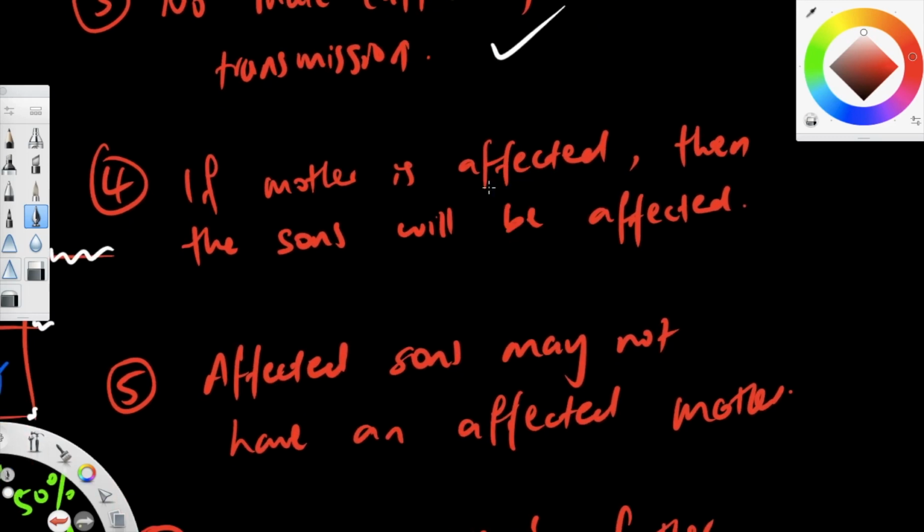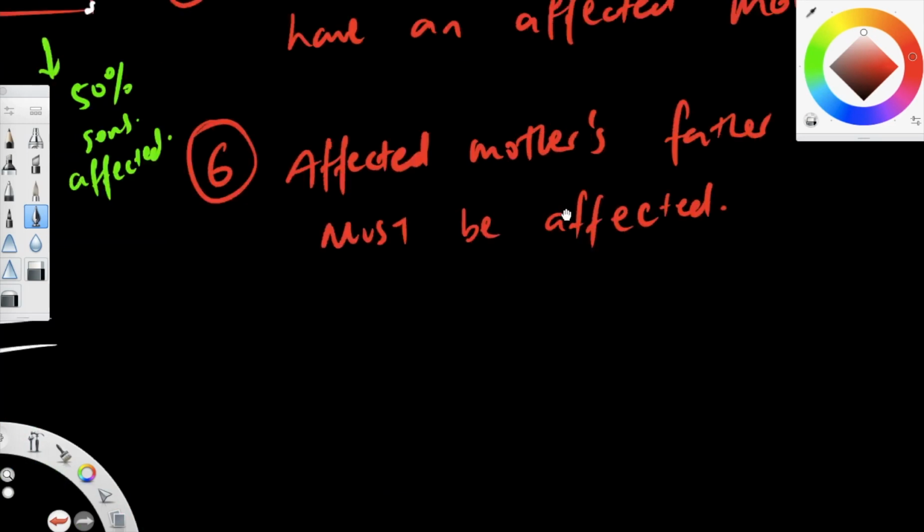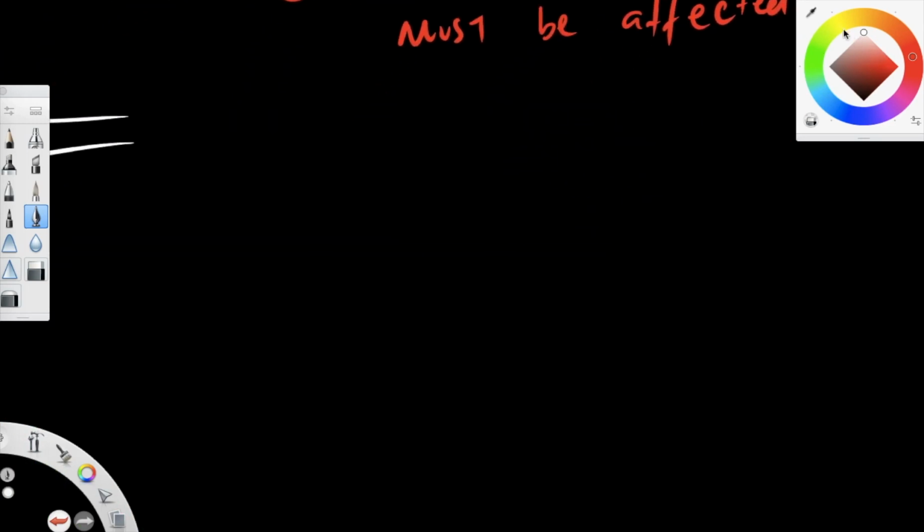In criteria number 4, if the mother is affected, then all sons will be affected. Well, let's have a look if this is the case or not using some Punnett square diagrams. So the mother is affected. In this case, it is X-linked recessive. Therefore, the mother can only have one possibility, right? It can only be little a, right? Because it's X-linked recessive. Therefore, if the mother has a capital A allele, then she would not be affected.